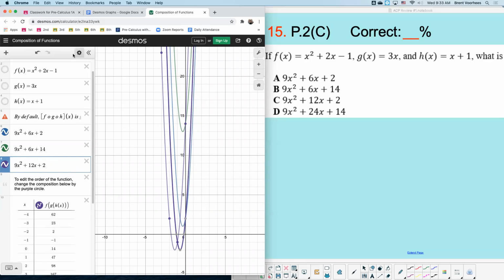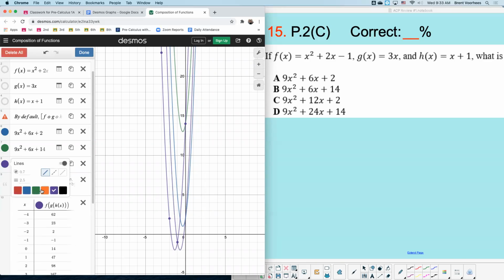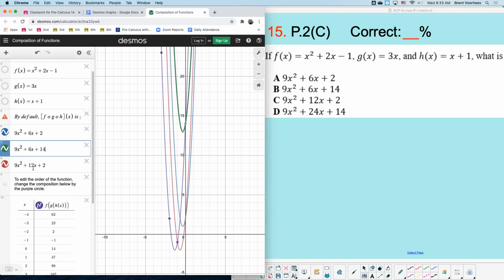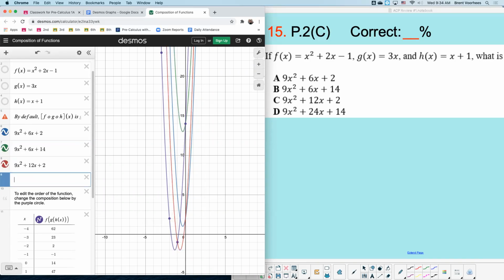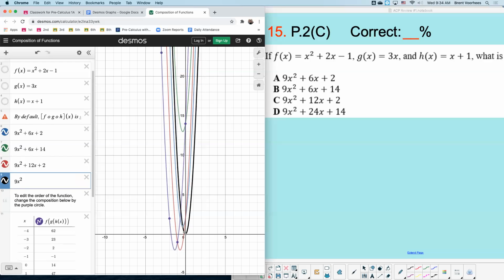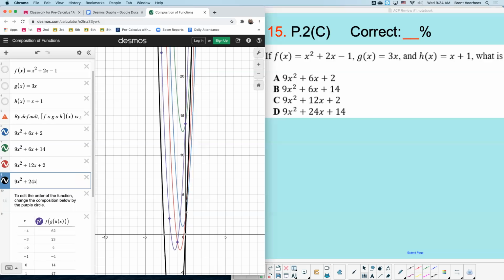And I don't like that this option is purple. I'm going to change it. I'll hit the edit, and I'm just going to change it to red. Notice that this next one is also wrong. So the red is not overlapping, the blue is not overlapping, the green's not overlapping. The red's the closest, but it's still wrong. So that means answer choice D should be correct. Let's check it out. 9x squared plus 24x plus 14.